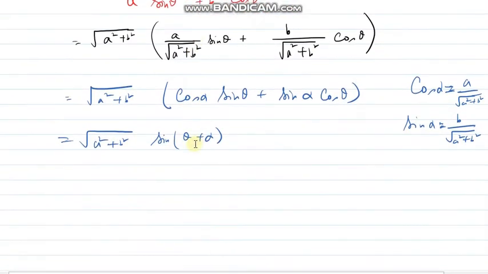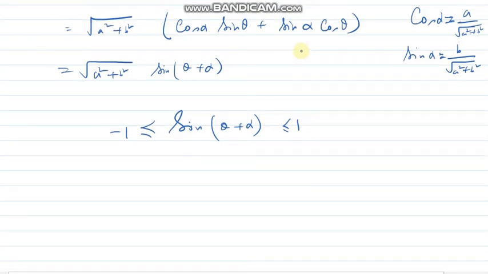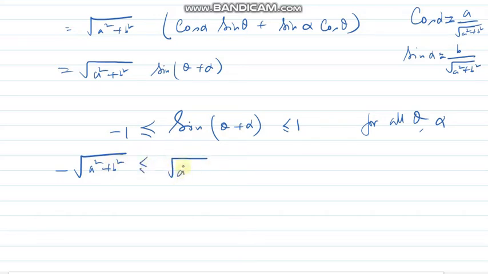Now from the trigonometry graph of sin theta, the value of sine of any angle will lie between -1 and +1, right? Sin of theta plus alpha also lies between -1 and +1 for all theta and alpha. So now I am multiplying it by root over of a square plus b square, which gives root over of a square plus b square sin of theta plus alpha less than or equal to root over of a square plus b square, right?